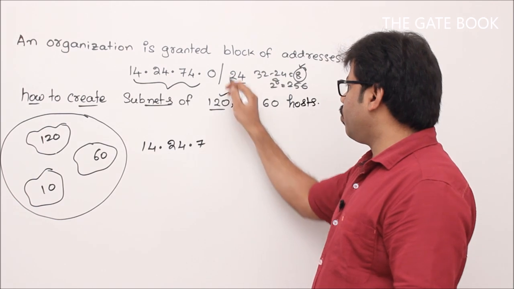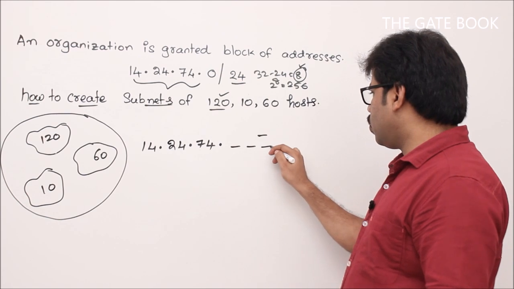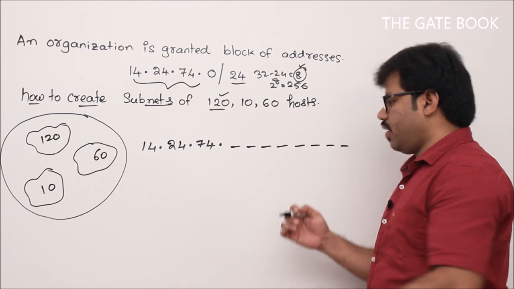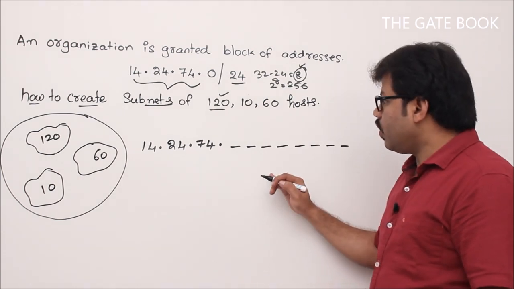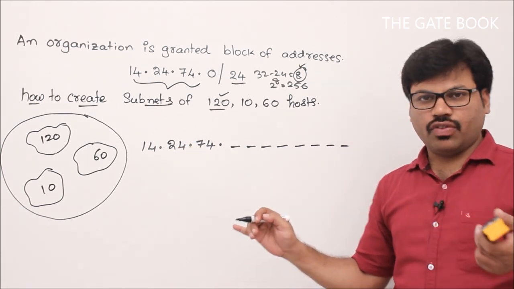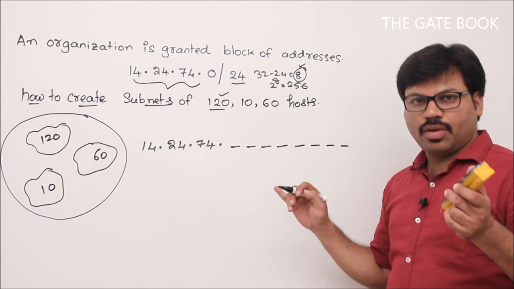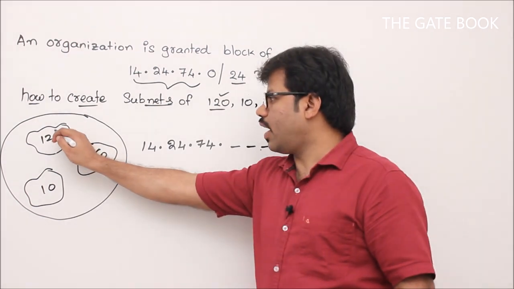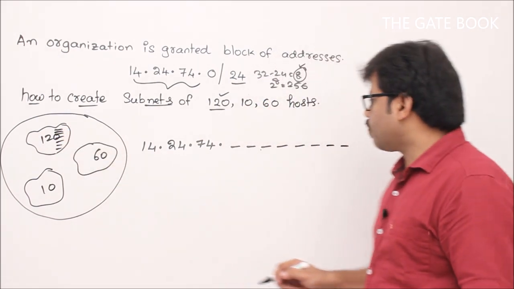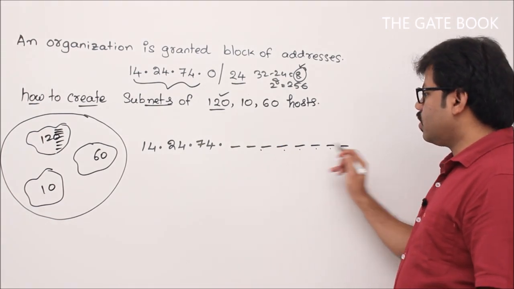First of all, identify the network part. 14.24.74, 24 bits are the network part officially. Now we have 8 bits, 1, 2, 3, 4, 5, 6, 7, 8. These 8 bits we can use in any way. Since we need 120 addresses in one network, for that 7 bits are definitely required, correct? And one more thing, remember, one network should have all consecutive addresses.